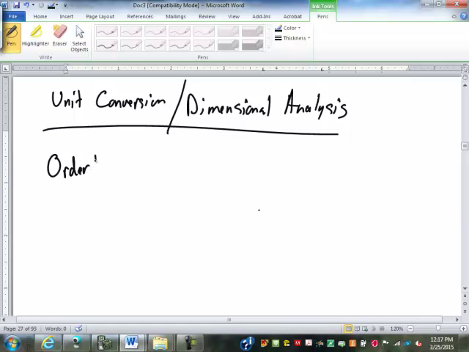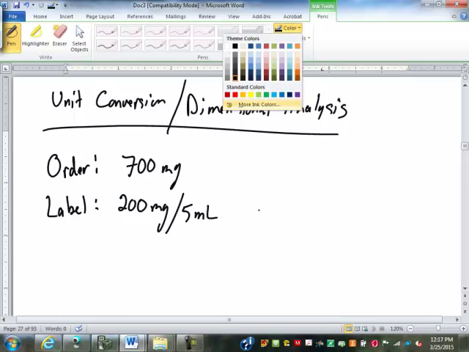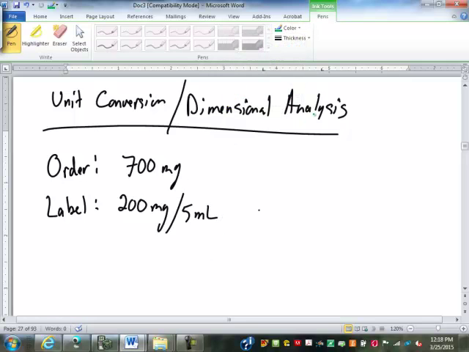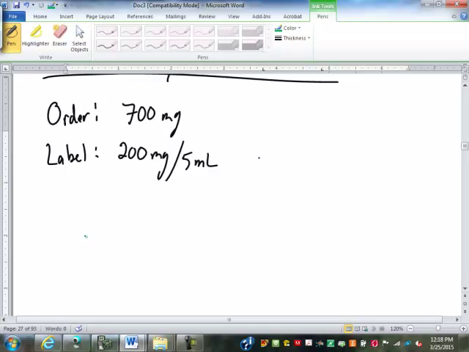So let's say we have a doctor who orders, excuse me, 700 milligrams of medication, and we have a label that says 200 milligrams per 5 milliliters. So we're going to start out with the doctor's orders, 700 milligrams.